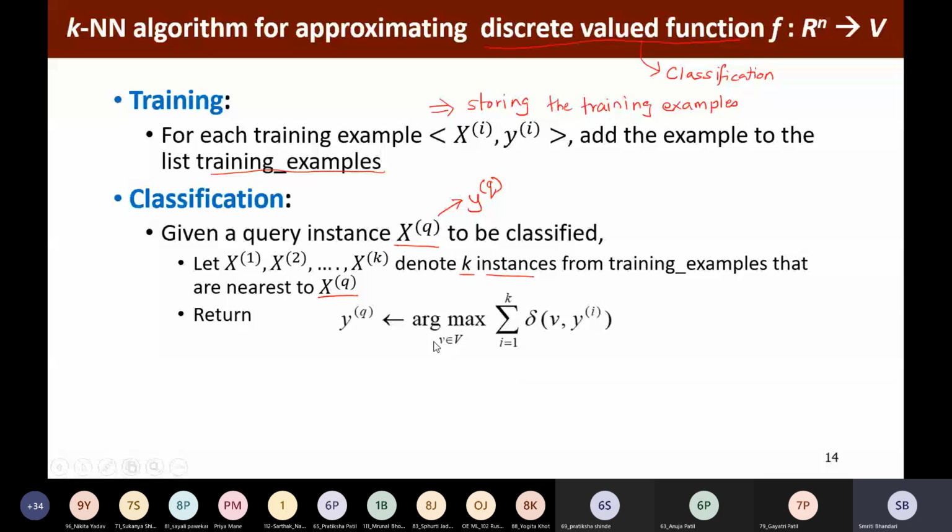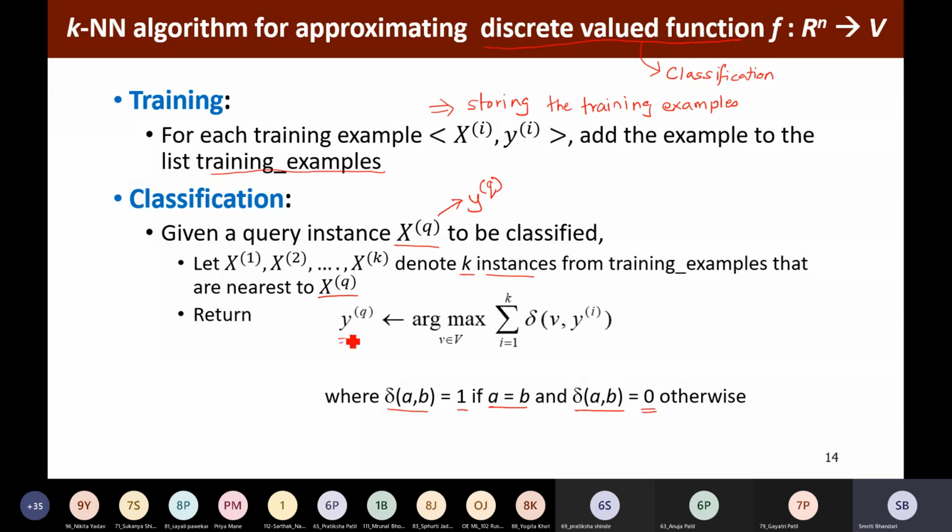So what we return is this yq, and yq would be argmax over v belonging to capital V, summation over i equal to 1 to k of delta(v, yi), where the delta function delta(a, b) is equal to 1 if a and b are the same, and if a and b are different, then delta(a, b) is 0. What does this mean? We are going to predict this yq.